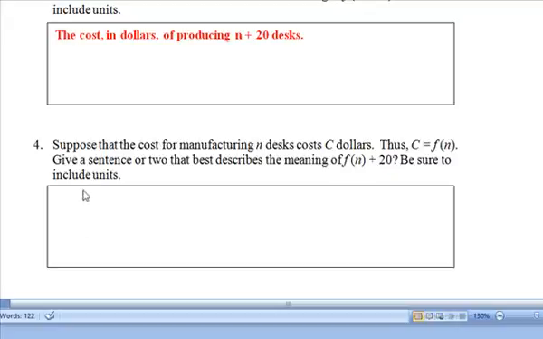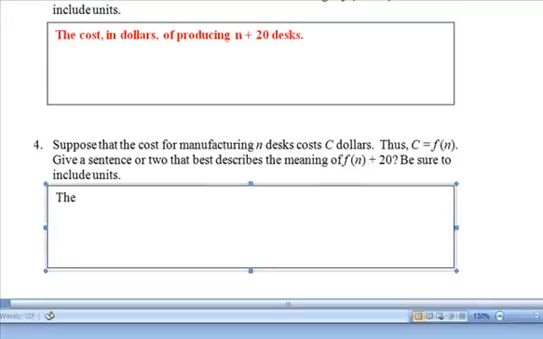In this next problem, suppose that the cost of manufacturing n desks costs C dollars, and we've got the same function, C equals f of n. Now we want to interpret f of n plus 20, which when we read it is the exact same, but notice the plus 20 is no longer in the parentheses. That makes this plus 20 an output, so now we're adding $20. F of n, as we know from what we're given, is the cost of producing n desks in dollars.